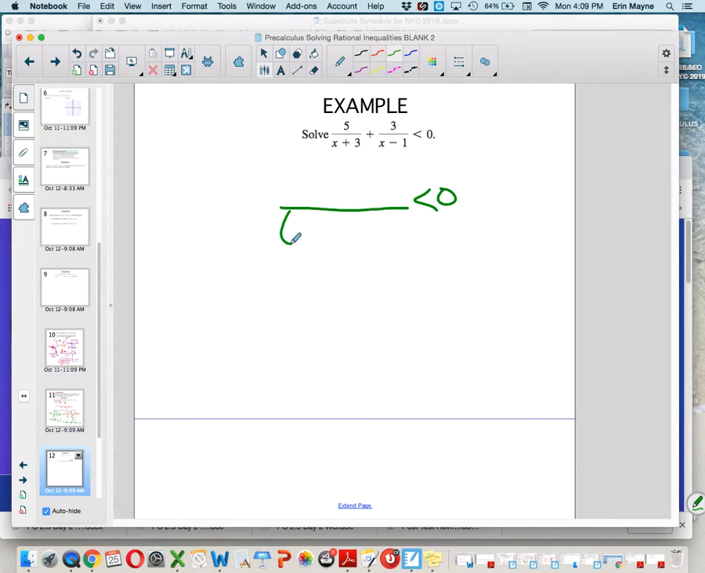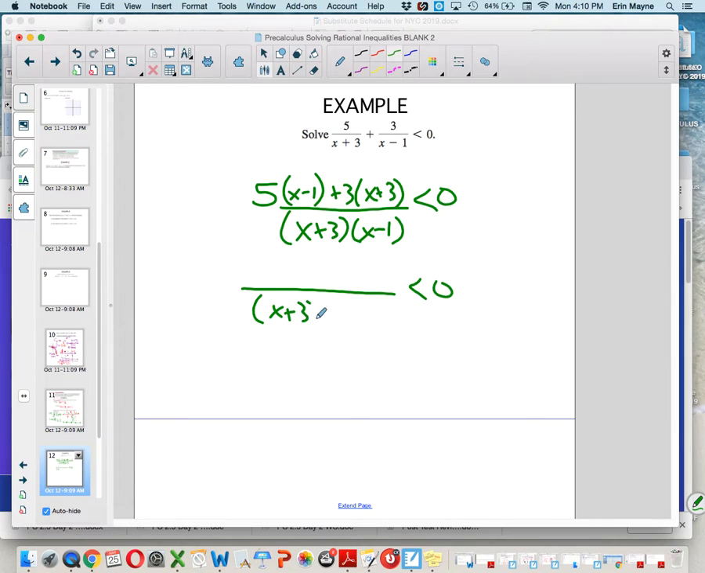Okay, I'm going to go ahead and have a common denominator of x plus 3 times x minus 1. I'm going to proportionalize, it's my word, not a real word. I'm going to proportionalize 5 with x minus 1 and 3 with x plus 3. I'm going to then have x plus 3, x minus 1 in the denominator. And on top, when I simplify this, it becomes 8x plus 4. That's from 5x minus 5 plus 3x plus 9. That simplifies to 8x plus 4.